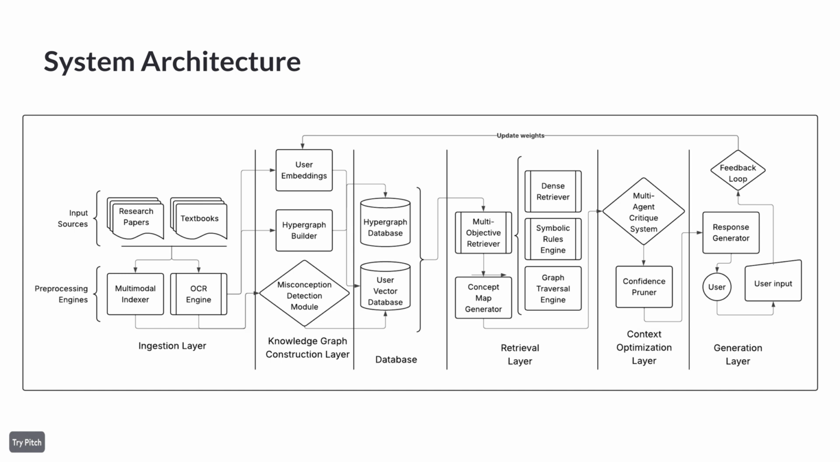Lastly, we have the generation layer. Here, we create and deliver the final response. The response generator forms a clear, user friendly answer, while the feedback loop learns from the user reactions and updates the system.